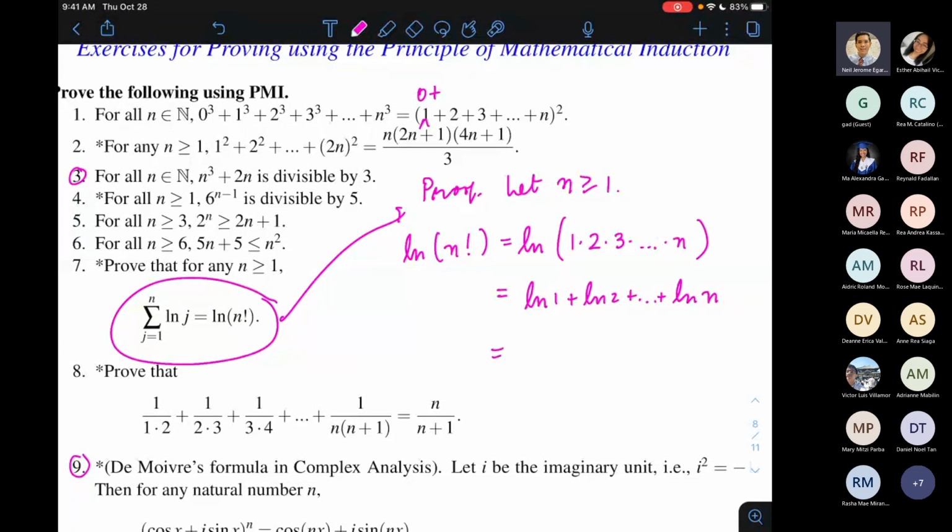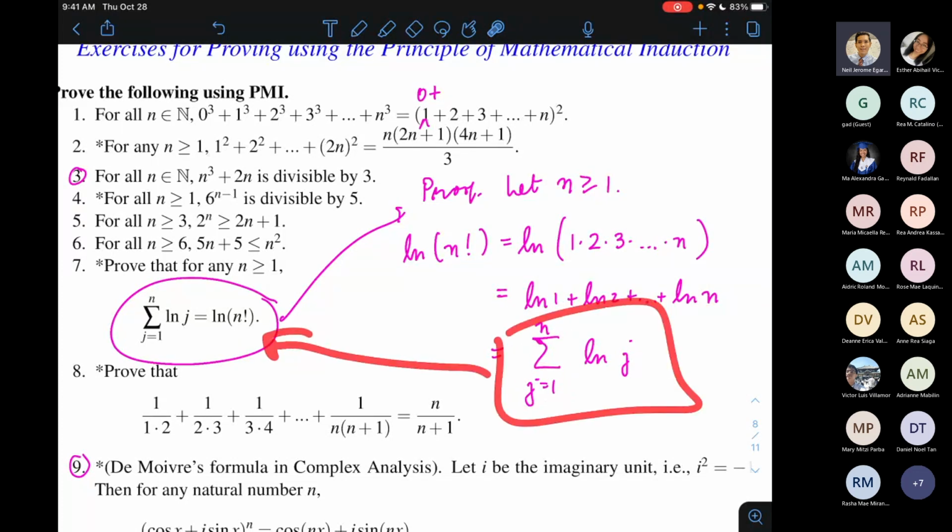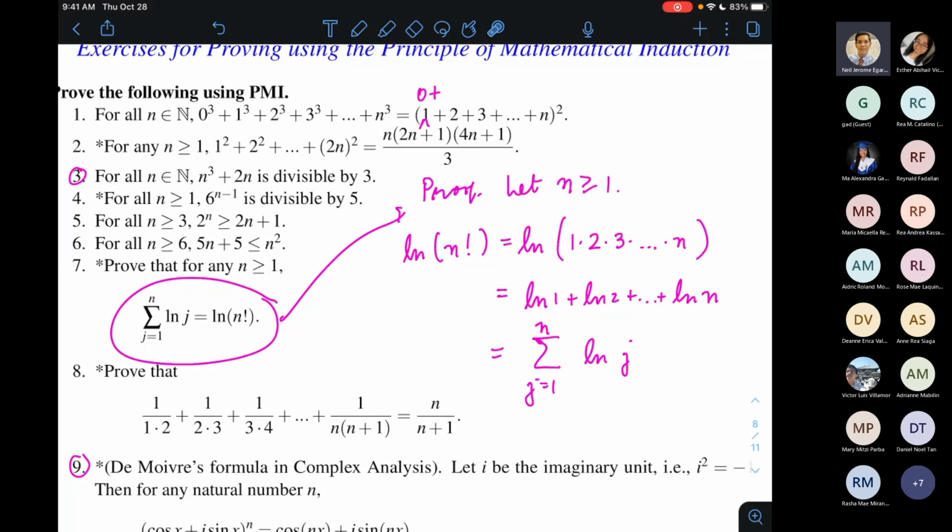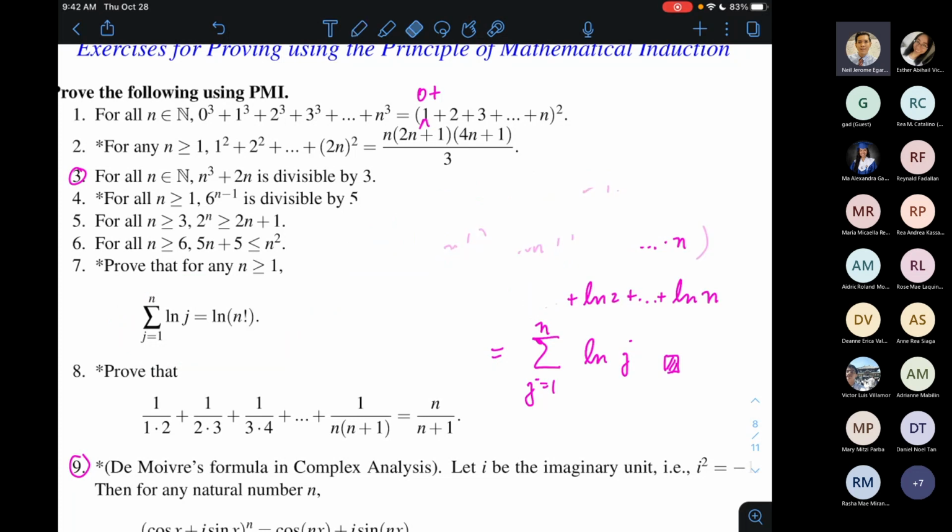In summation notation, this is just the sum of ln j, j going from 1 until n. Kunin niyo yung isang term sa summation at makikita niyong nag-start siya sa 1, 2, nagtapos siya sa n, kaya yung summation ko from 1 to n. And actually, that's what we wanted to prove. End of proof na to. Okay. Pero pwede rin naman natin siyang gawan ng PMI version. So, siguro, try natin siyang gamitin.